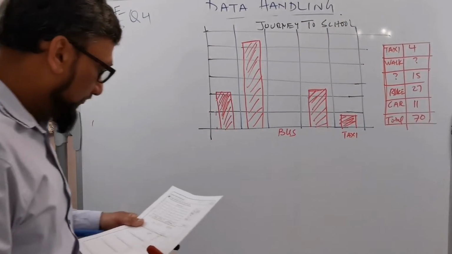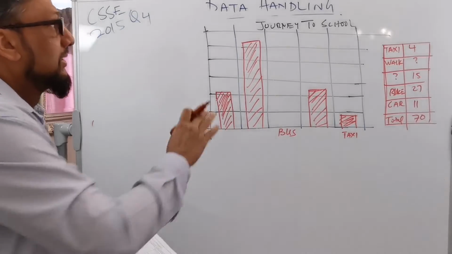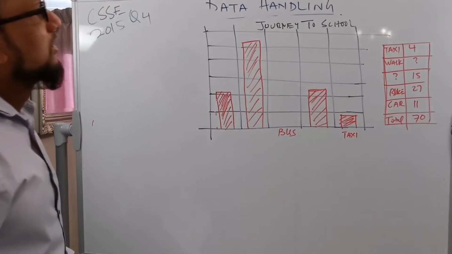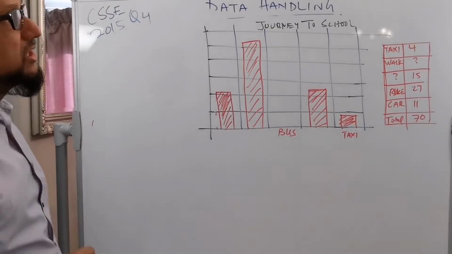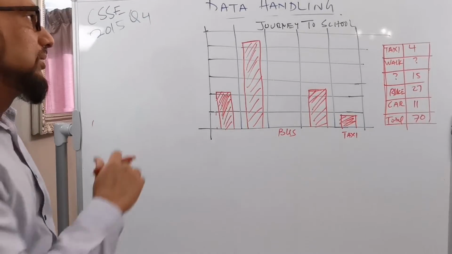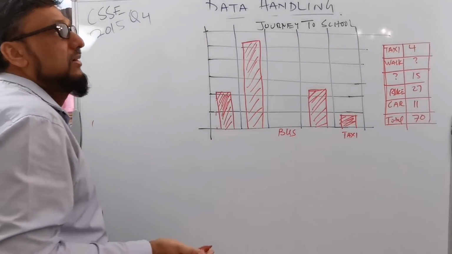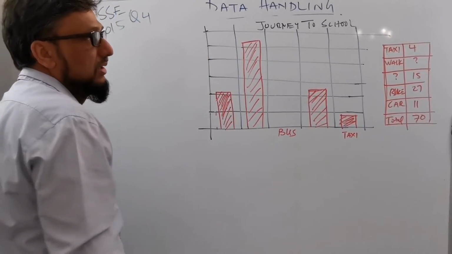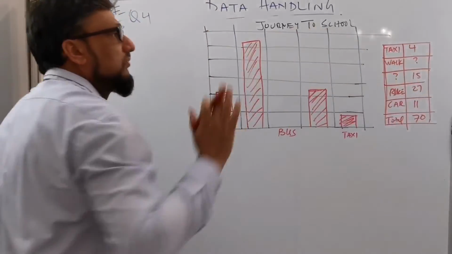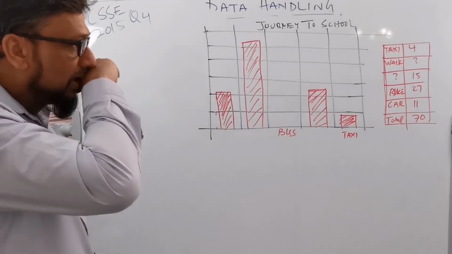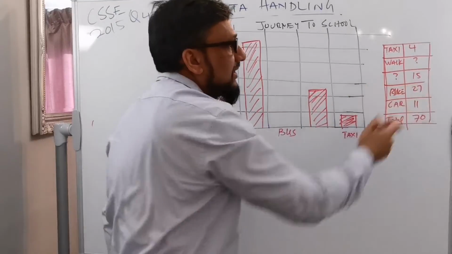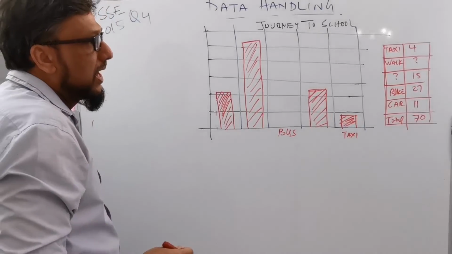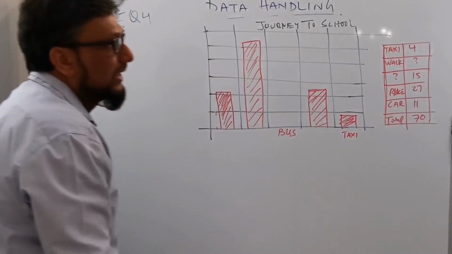So this is the bar chart, journey to school. The people go to school by taxi 4, by walk we don't know, they have given a 15, but we don't know how they go. And bike 27, and by car is 11.